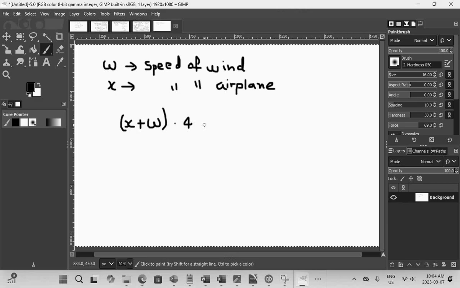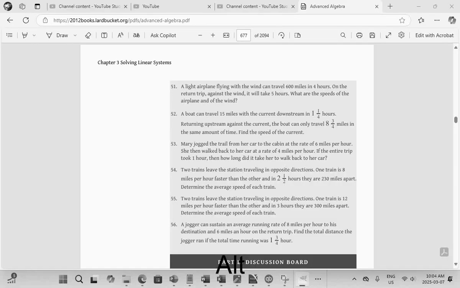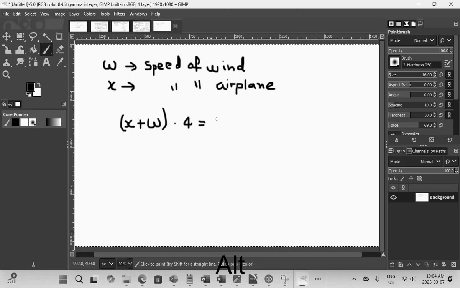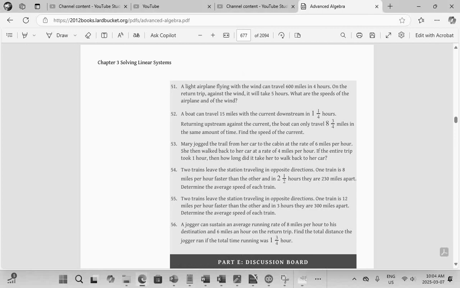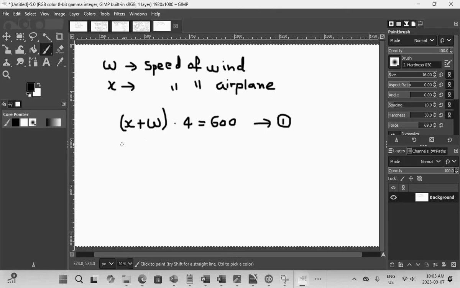the time taken to travel a certain distance. The distance was 600 miles. This is equation number 1, for the airplane traveling with the wind. On the return trip, the airplane is traveling against the wind. The wind is acting on the airplane from the opposite side, so it will take 5 hours because of wind resistance.